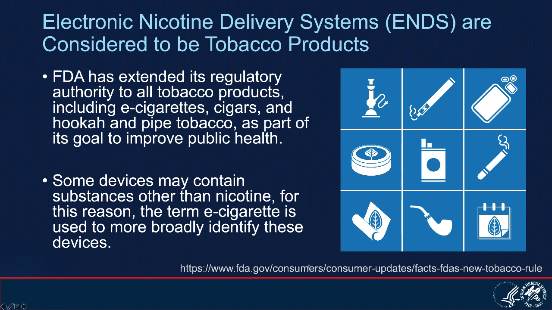Electronic nicotine delivery systems, or ENDS, are devices that contain nicotine and are considered a tobacco product by the U.S. Surgeon General. They became regulated by the FDA in 2016 as part of its goal to increase public health. Some devices may contain substances other than nicotine, electronic non-nicotine delivery systems. So we are using the term e-cigarette to refer to devices that deliver nicotine and other substances.